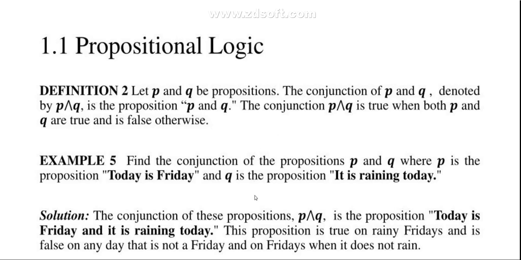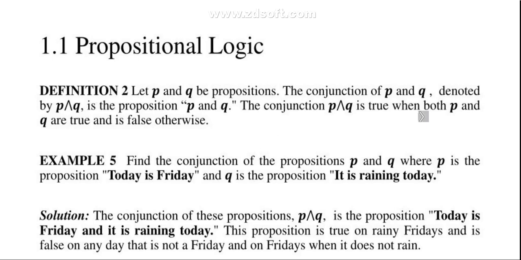The conjunction of P and Q is denoted by P with this sign, and Q. It is the sign of conjunction. So P, the sign of conjunction, Q is the proposition. Now what is the definition? The conjunction of P and Q is true when both P and Q are true, otherwise it will be false. It's just like the truth table of the AND gate. So it looks like an AND gate. When both P and Q are true, the conjunction of P and Q will be true, otherwise it will be false.